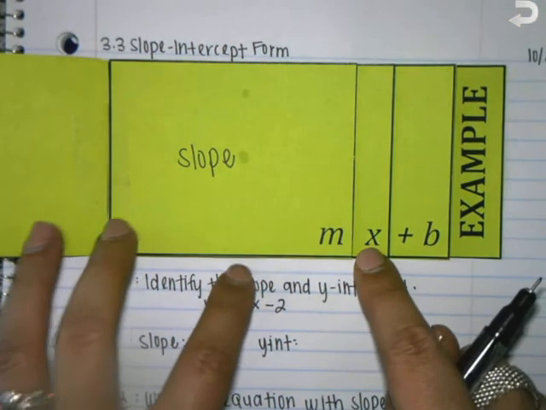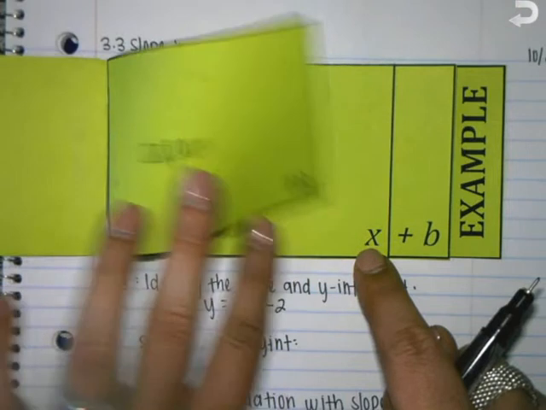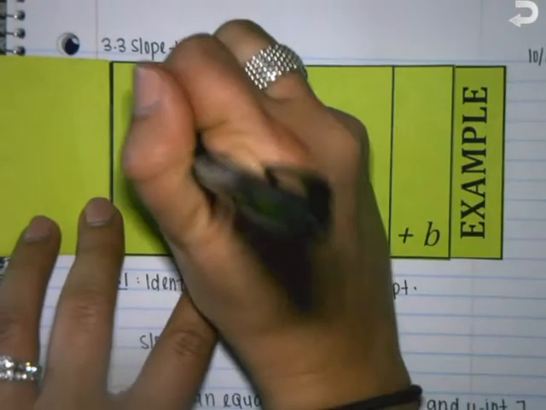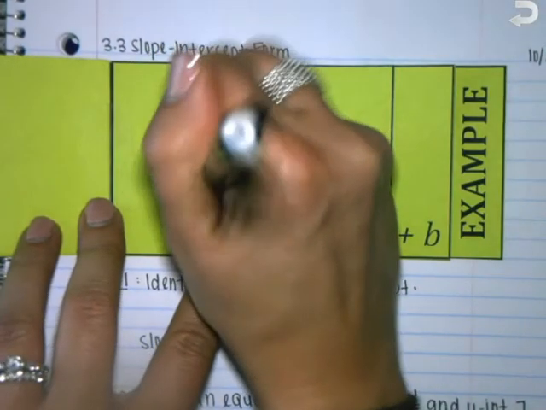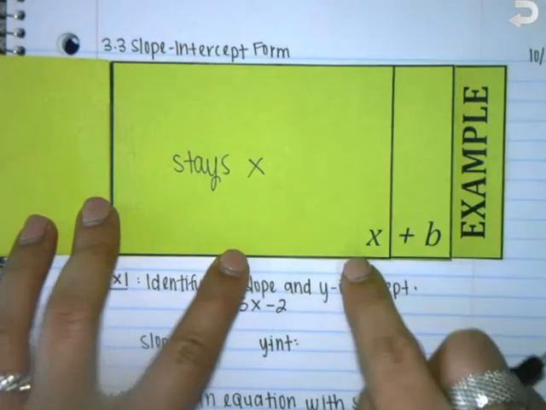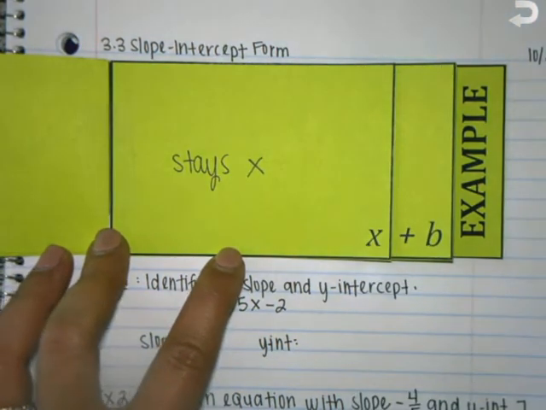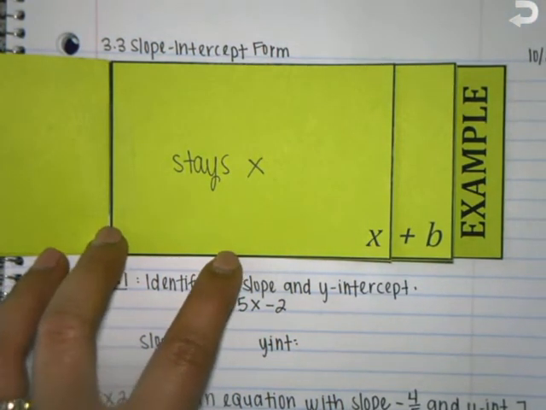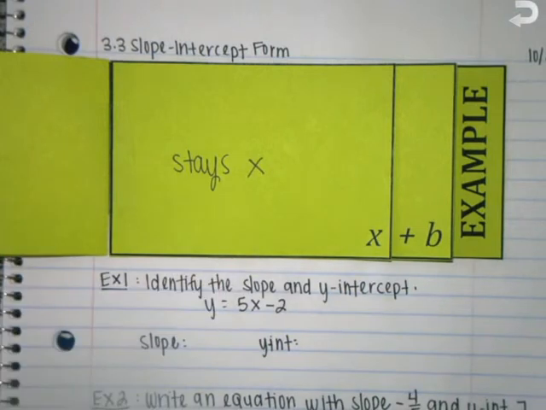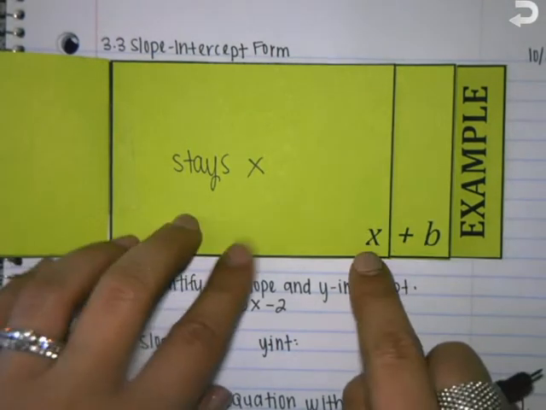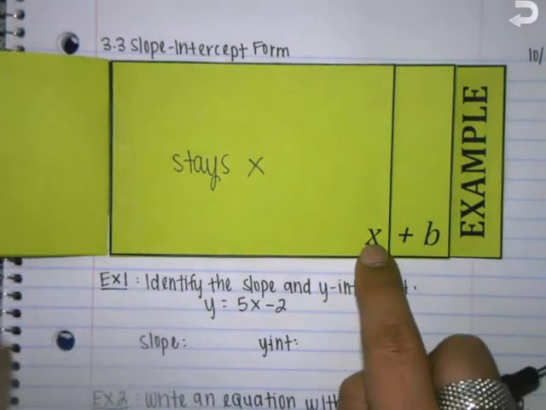So if the y gets to stay y, do you think the x changes ever? No. The only time you plug anything in for x is when you are plugging in a point. There will be an example where we do that, but when we're just writing the equation out, it stays as an x. Okay?